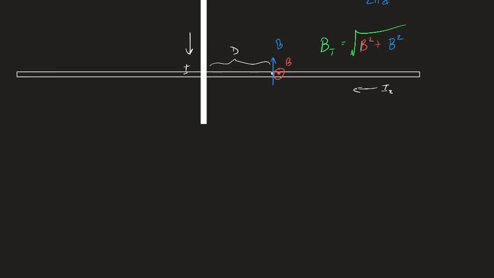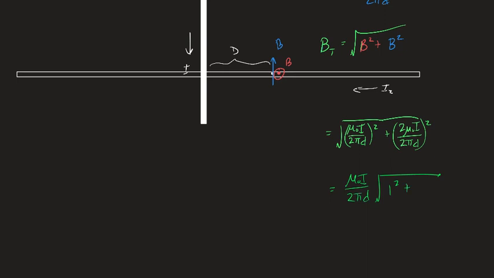The magnetic fields are related by a factor of 2. We could probably dispense with some of this, but for all of you who are completionists: (mu naught I over 2 pi d) quantity squared plus (2 mu naught I over 2 pi d) quantity squared. I think we can factor out mu naught I over 2 pi d, and inside just have 1 squared plus 2 squared. Is that reasonable enough for all of you? So root of 5.